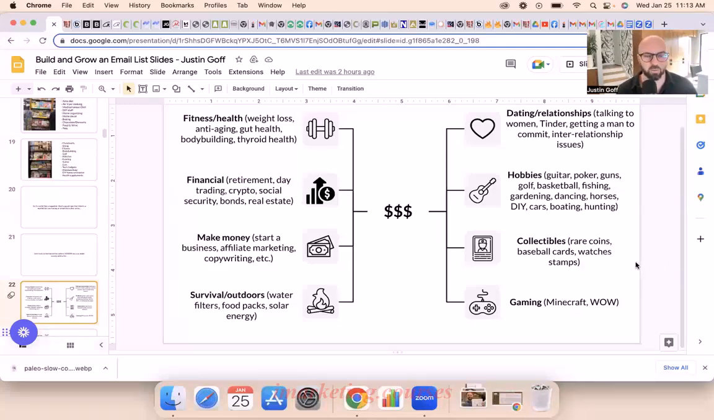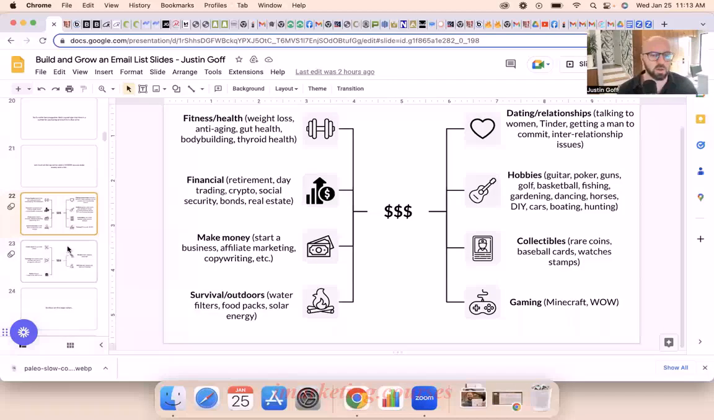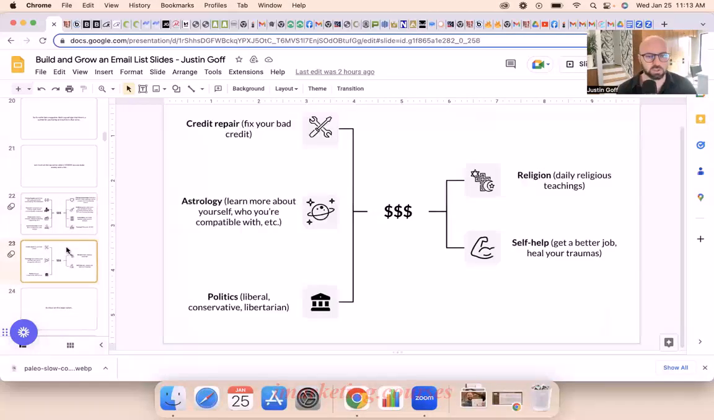Gaming, I don't really know much about gaming, but there are millions and millions of people that play Minecraft and World of Warcraft and stuff like that. So there's a lot of money to be made in those niches. Credit repair, this is technically probably part of the financial niche, but credit repair is a really big sub niche. Astrology tends to be, I would say, probably 90% women, but learning more about yourself, learning more about who you're compatible with. The astrology niche is very, very big.